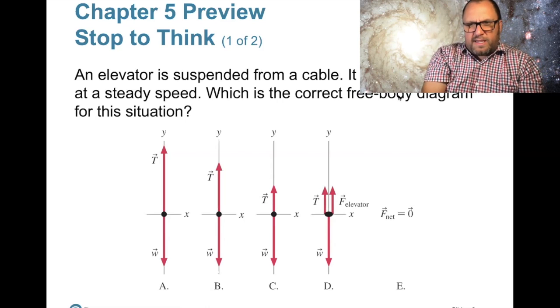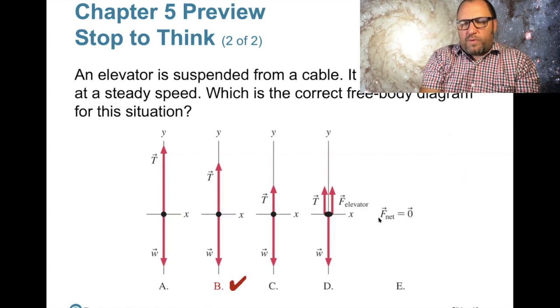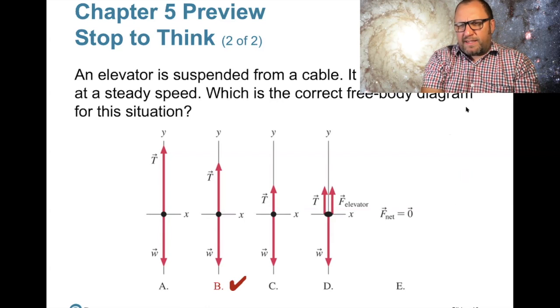And then E, F net is 0. When F net equals 0 vector hat, that doesn't mean anything. 0 is not a vector. You can't have 0 meters pointing in any direction. So that one's going to be a no on F net equals the 0 vector. What is the 0 vector?